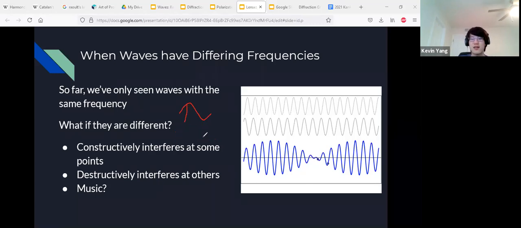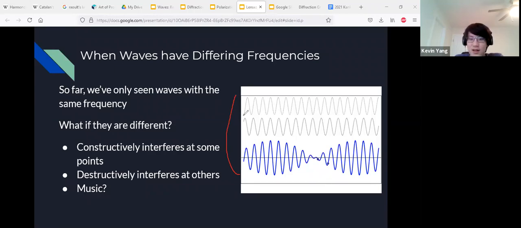So once again, with the middling between in phase and out of phase, we're going to see some points where we have constructive interference. We're also going to see other places where we have destructive interference. Now what happens when we add these two waves together? What you're going to get is something like this image on the right.